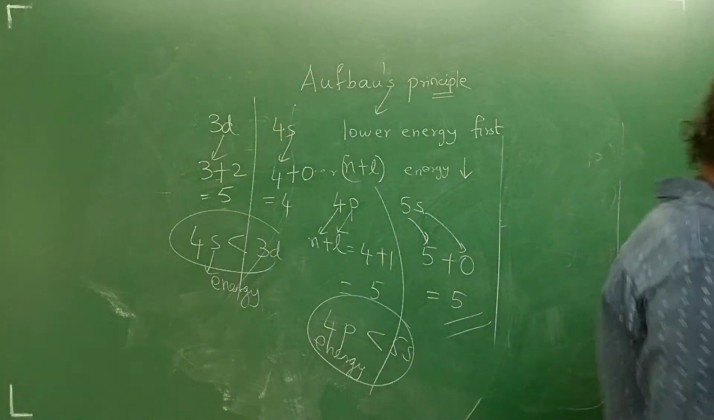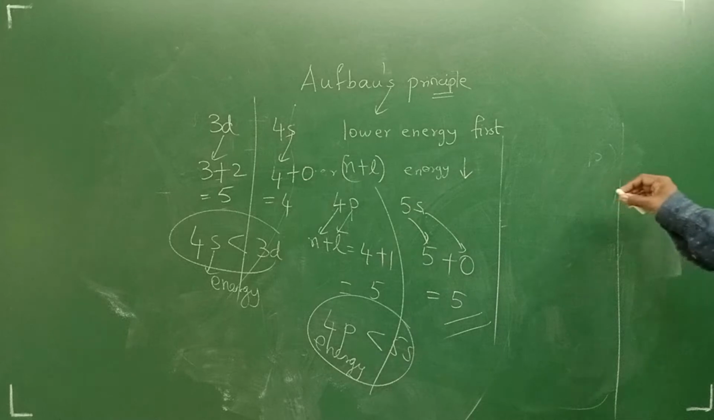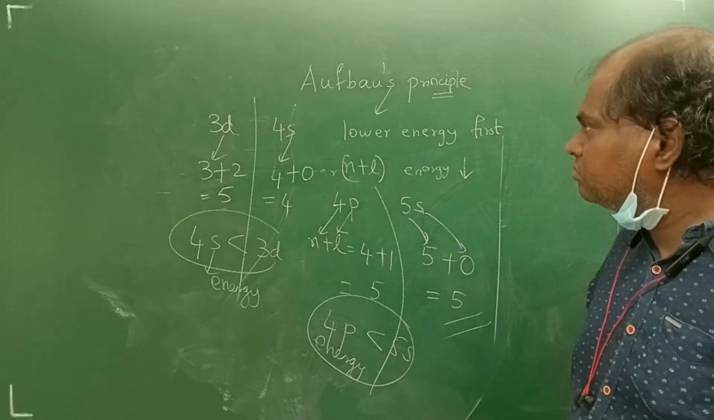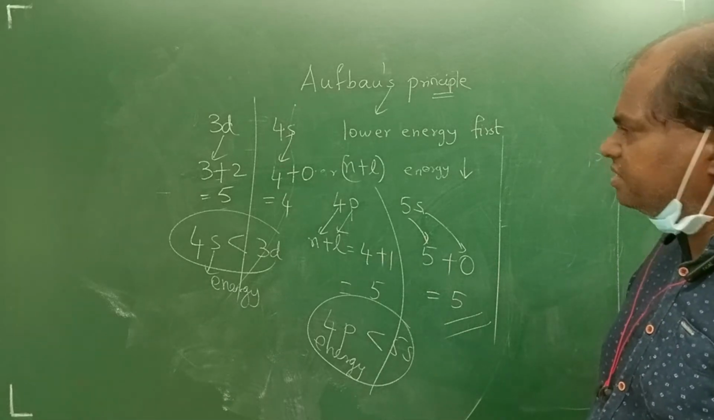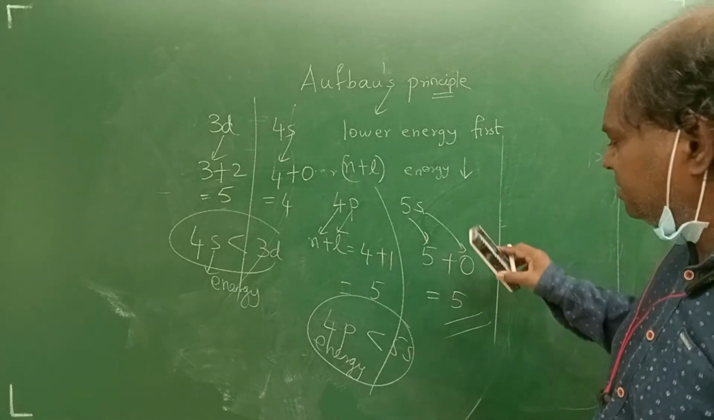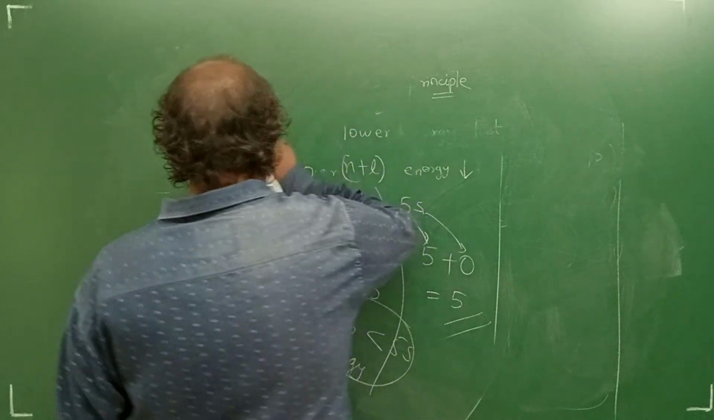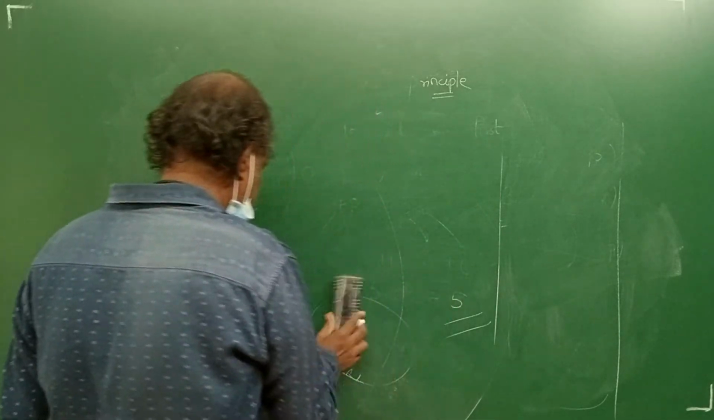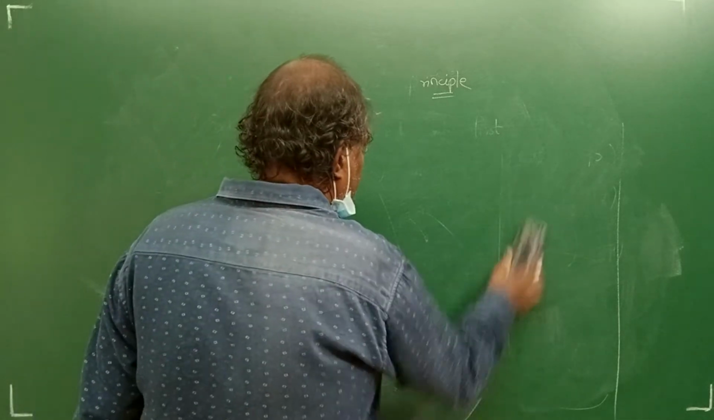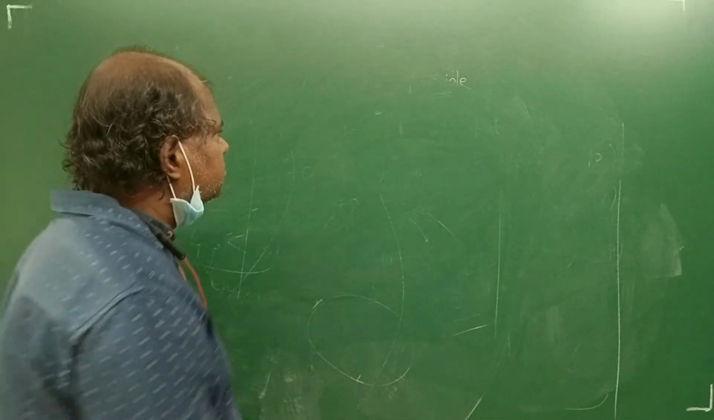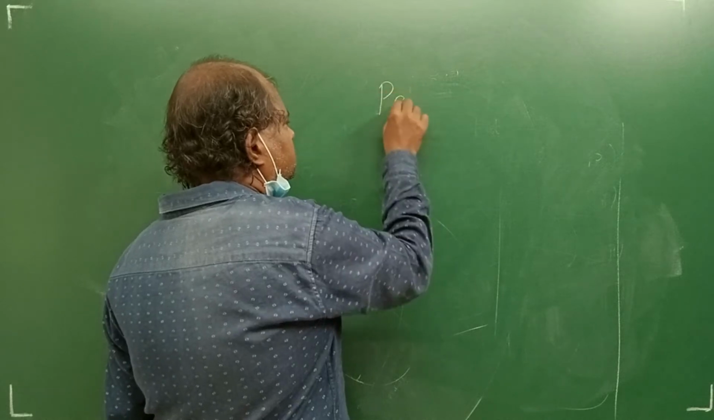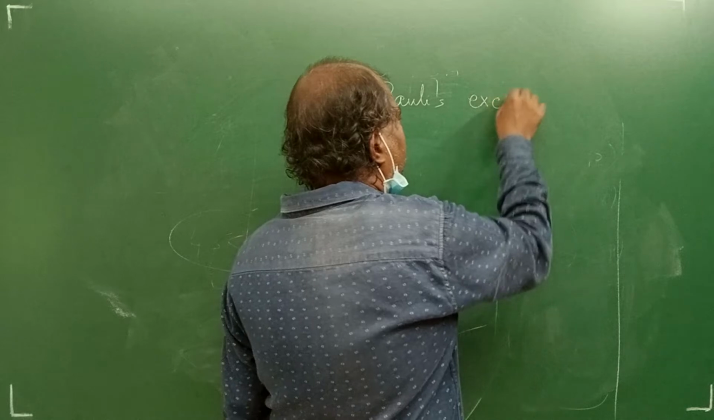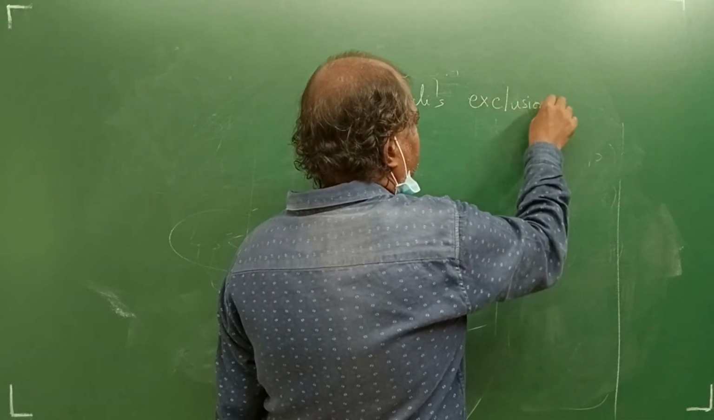You will get questions like this, they'll give you some orbitals and ask which will be filled first. We'll do some questions like that later on. This is one thing, this is Aufbau's rule. Next thing is Pauli's rule. This is also called Pauli's exclusion principle.